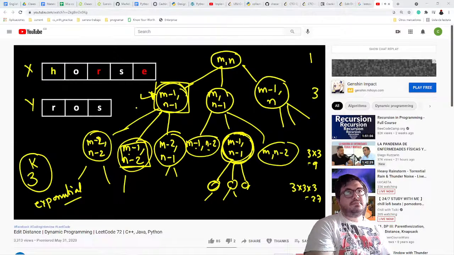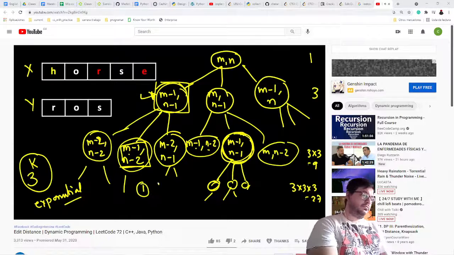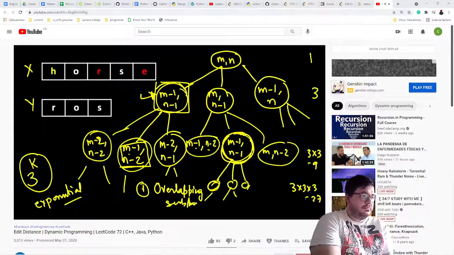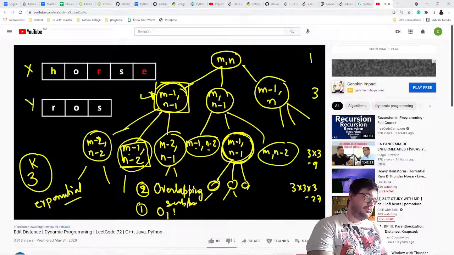So here we will see that dynamic programming requirement is coming in. First requirement for dynamic programming is that overlapping sub problems. In fact, this is second. First one will be that optimal substructure.